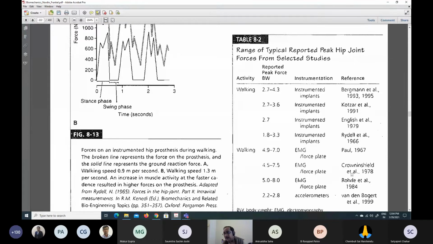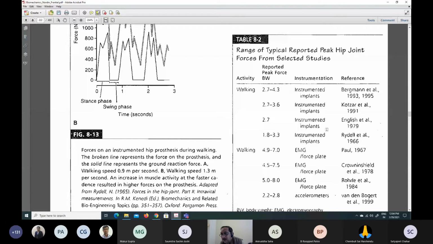During walking, the peak joint reaction force is about 2.38 times the body weight. During stair climbing, this force climbs to about 2.43 to 2.45 of the body weight, which is not too different from 2.7. You can see 2.7 here, it is saying 1.8 to 3.3.